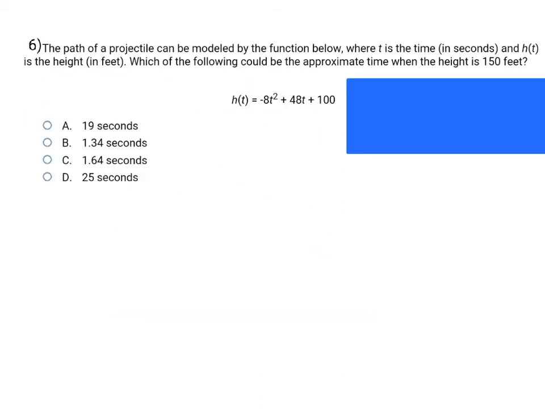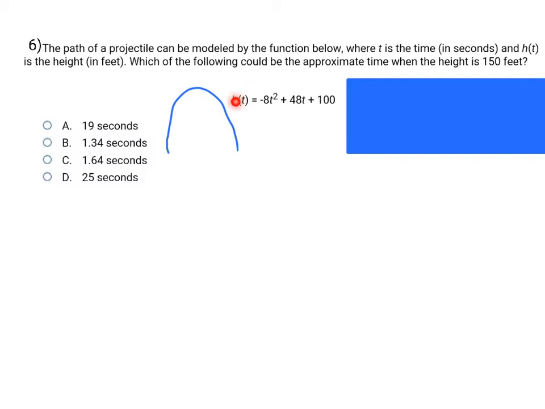This question says the path of a projectile can be modeled by the function below, where t is the time in seconds and h(t) is the height in feet. Which of the following could be the approximate time when the height is 150 feet? So if I look at this, it's an upside down frown parabola, which makes sense because if you're throwing something, it's going to go up for a while and then come back down. So it wants to know at what time this projectile is at 150 feet.